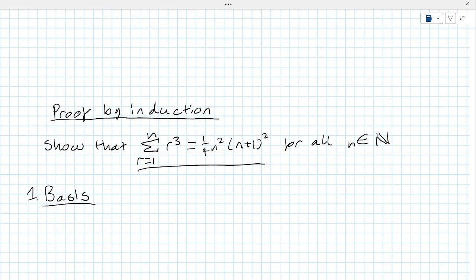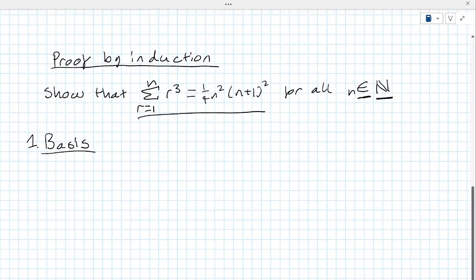Basically, show that the sum of r cubed from r equals 1 to n is equal to a quarter n squared, brackets n plus 1 squared, for all n in, well, this symbol basically means in or a part of, I think. So for all n in the natural numbers, which is just this symbol right here. So your first step always with proof by induction is your basis step right here.